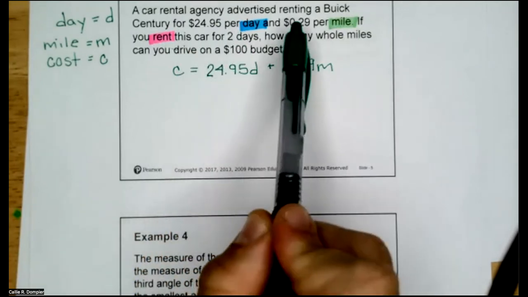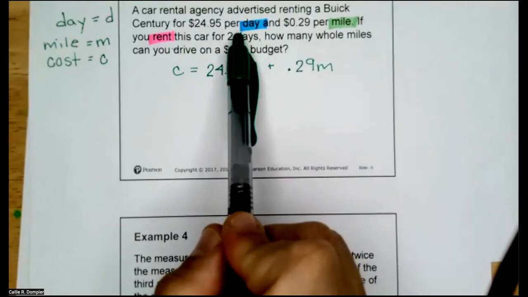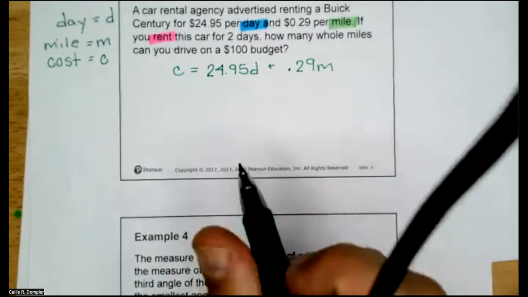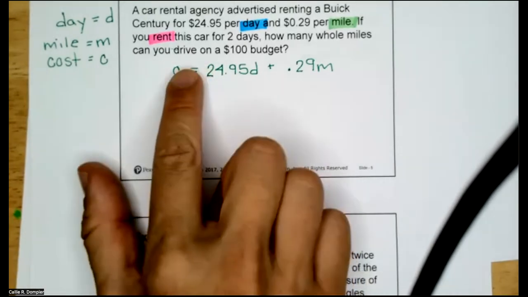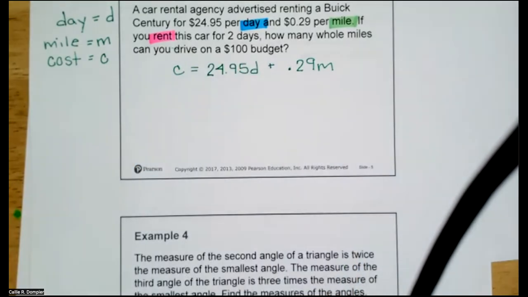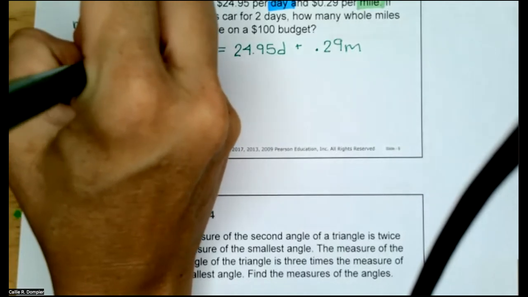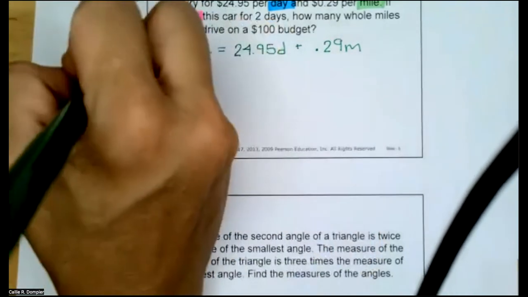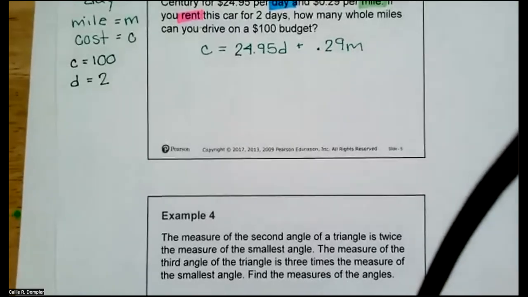$24.95 a day and 29 cents per mile. So if I read that back to myself, it still makes sense. It still represents my problem, right? And then we can solve it. So rent the car for 2 days. How many whole miles can you drive on a $100 budget? So my $100 budget is my cost, right? So I know my cost is going to be $100, and the days I want to rent it for are 2. So if I know C and I know D, I just need to solve for M.